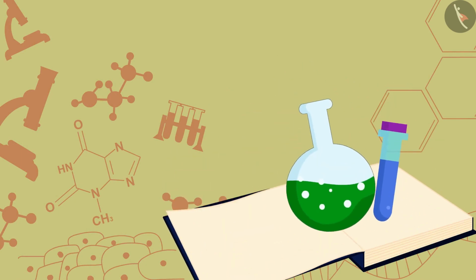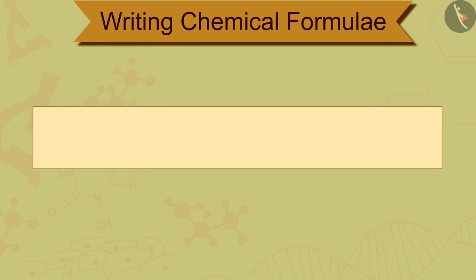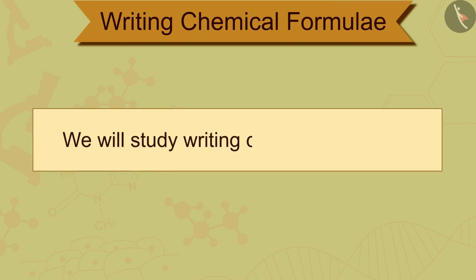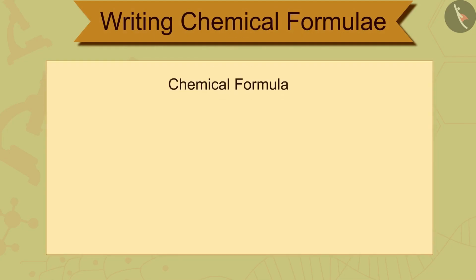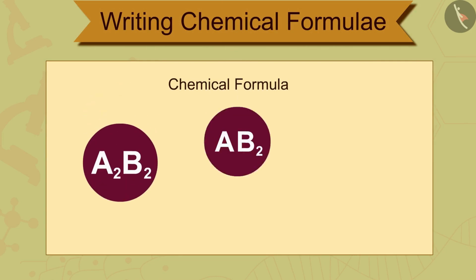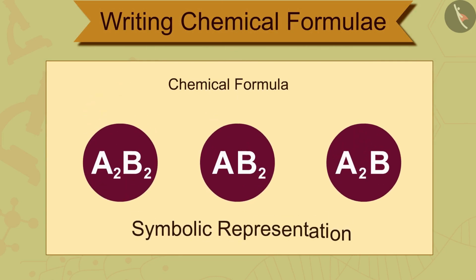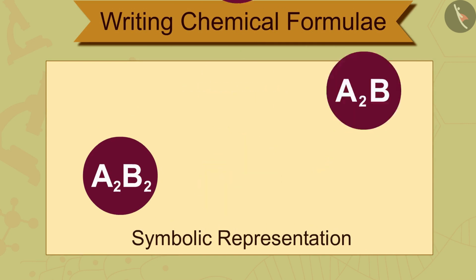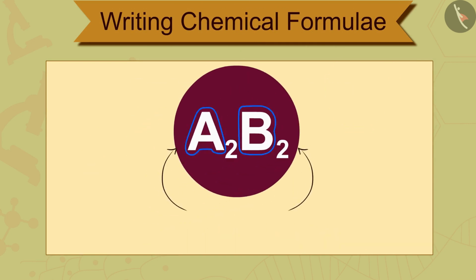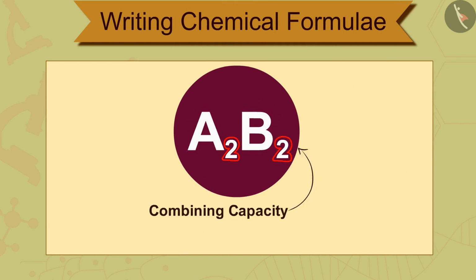Welcome to this video. In this video, we will study writing chemical formulae. The chemical formula of a compound is a symbolic representation of its composition. The chemical formulae of different compounds can be written easily. But for this, we should know the symbols and their combining capacity.